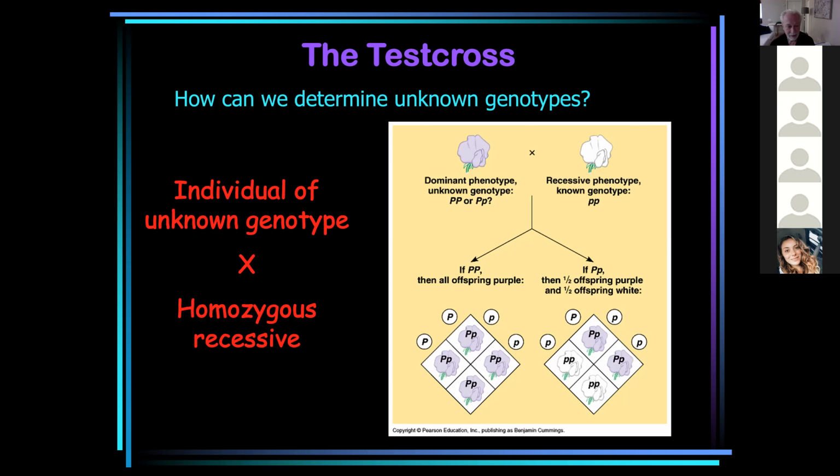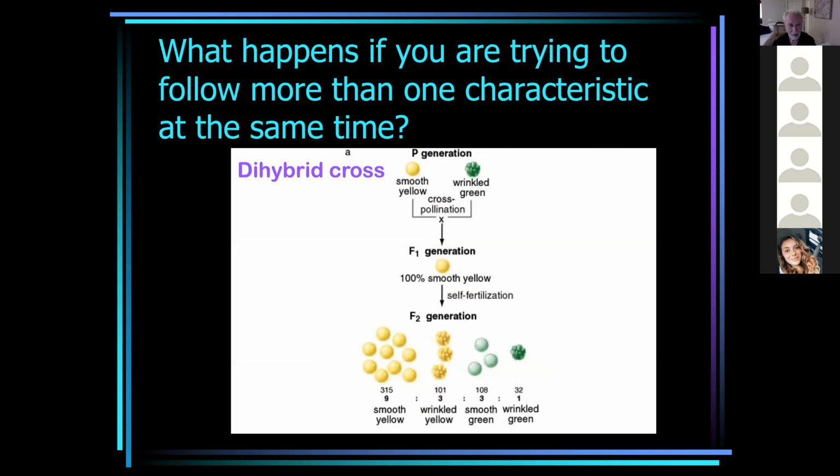The key is to use one parent as a homozygous recessive. You know the genotype of that. So then what happens if you're trying to follow more than one characteristic? If you're trying to follow two, that's called a dihybrid cross.